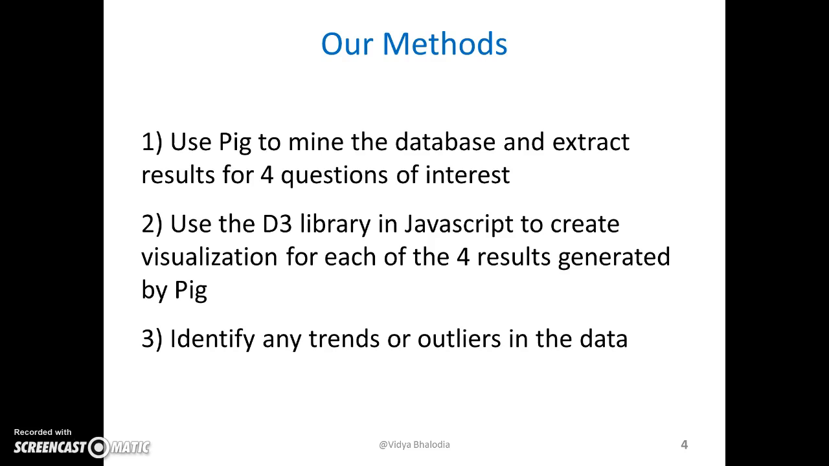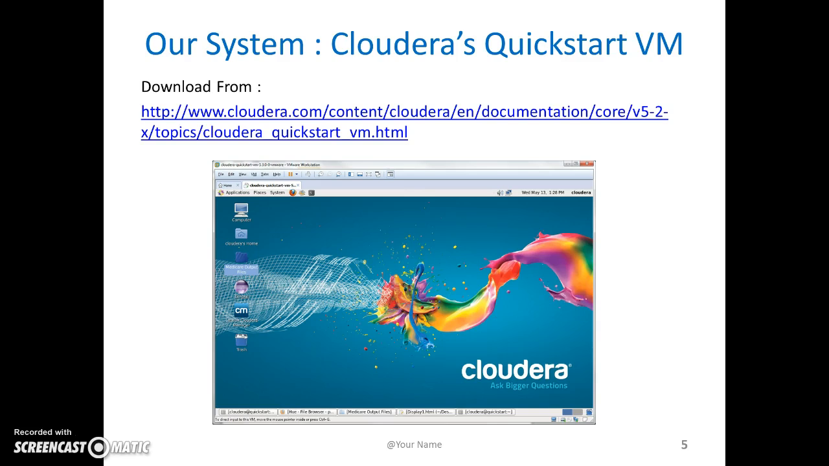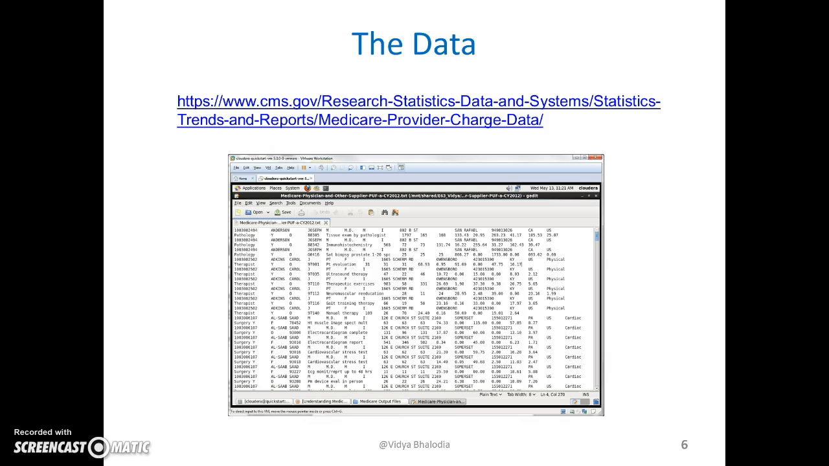Methods: we're going to use PIG to mine the database and extract results for 4 specific questions of interest. Then we're going to use the D3 library in JavaScript to create visualizations for each of the 4 results generated by PIG. And we'll use those visualizations to help identify any trends or outliers in the data. We're going to do all of this on Cloudera's Quick Start VM. It's easy to use. It has pretty much all of the software that we need. You can download it from the link shown.